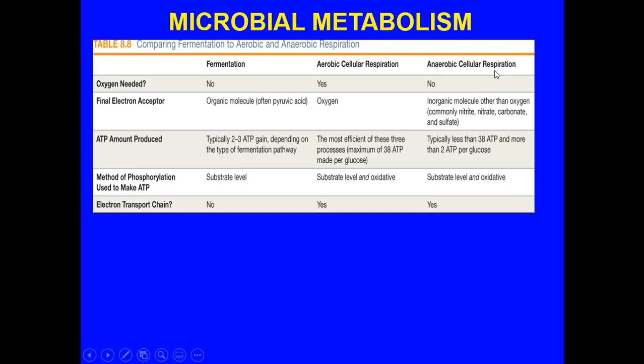Anaerobic, though, oxygen's not needed. You have an inorganic molecule other than oxygen, commonly nitrate, nitrite, carbonate, or sulfate, as the final electron acceptor. Usually you get less than 38 ATPs and more than 2 ATPs per glucose. In anaerobic cellular respiration, you have substrate level and oxidative phosphorylation, and you do have an electron transport chain.